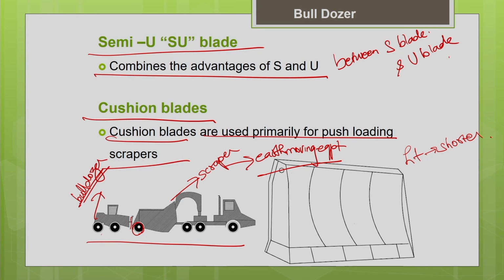So we have discussed different types of blades so far: straight blade, U blade, angle blade, cushion blade and SU blade. Straight blade, as I told you, is for harder terrain because its cutting ratio and load ratio are high. But the problem with a straight blade is end spillage. When you push the earth, there will be spillage of material at both ends of the blade. That will reduce the productivity of the bulldozer.